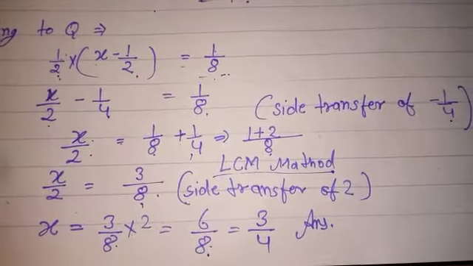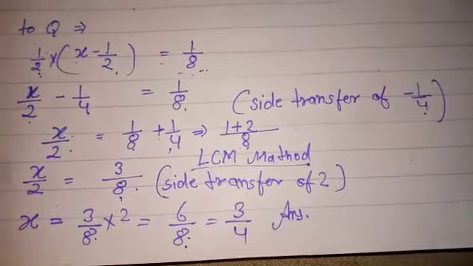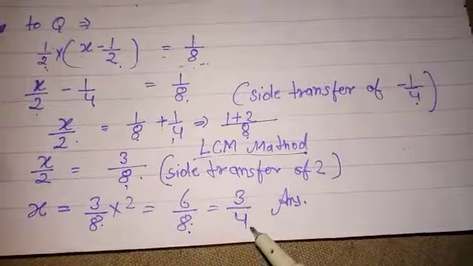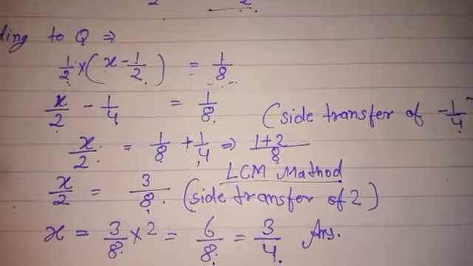And 6 and 8, now both numbers are divisible by 2. So 2 3s are 6 and 2 4s are 8. This is our answer.